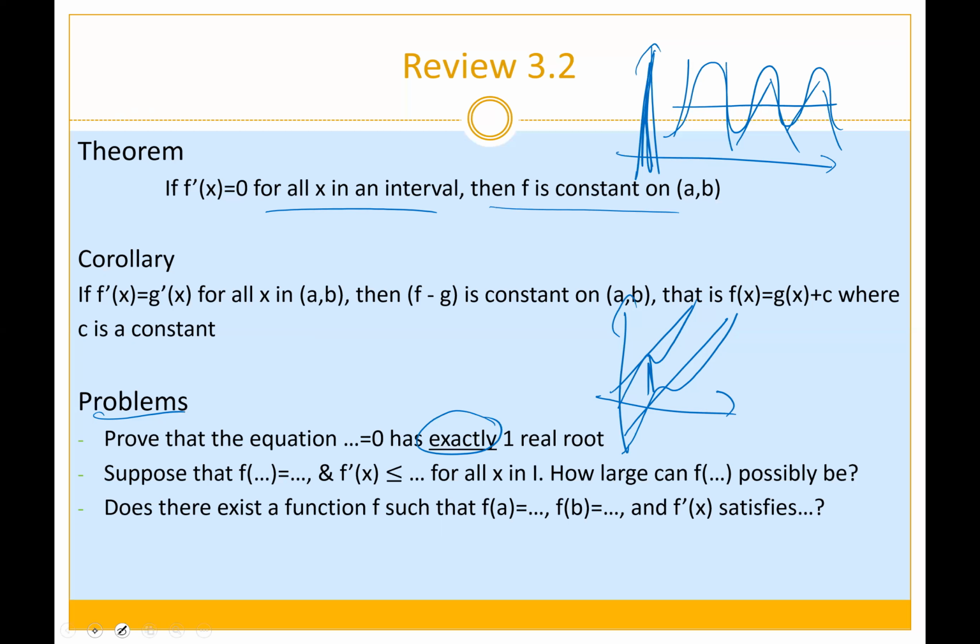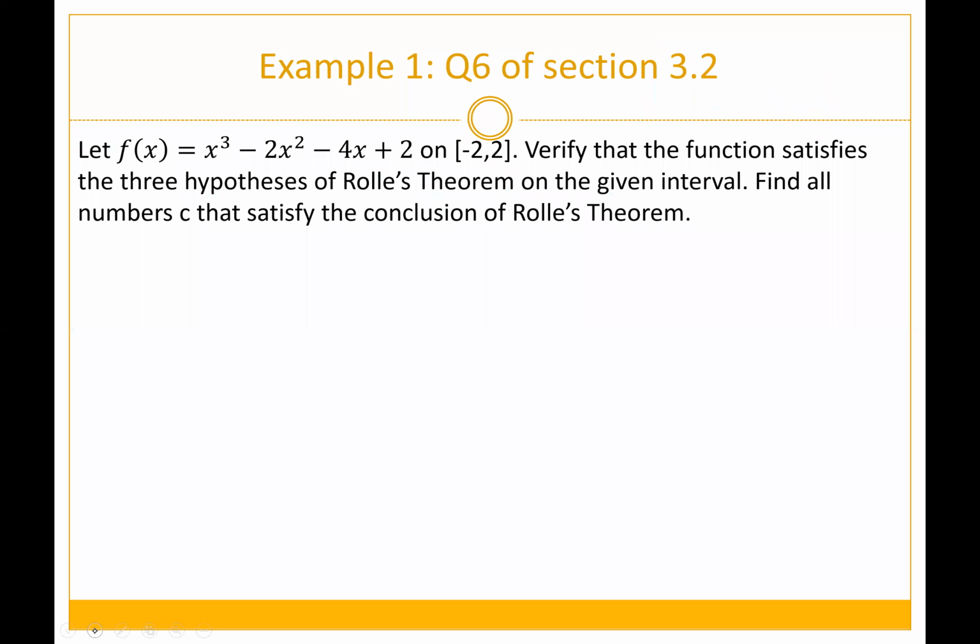But yeah, you can always come back to the lecture notes on this. So the first question we have is question 6 of section 3.2. It's asking, if you have f(x) equals x cubed minus 2x squared minus 4x plus 2 on the interval negative 2 to 2, verify that the function satisfies the three hypotheses of Rolle's theorem on the given interval and find all numbers c that satisfy the conclusion of Rolle's theorem.